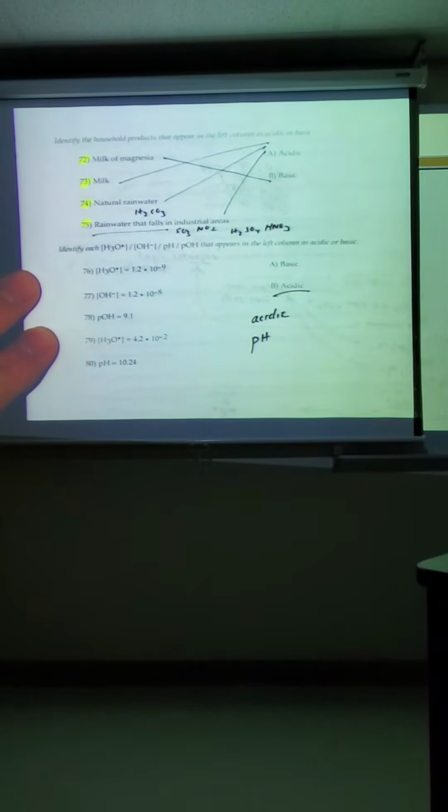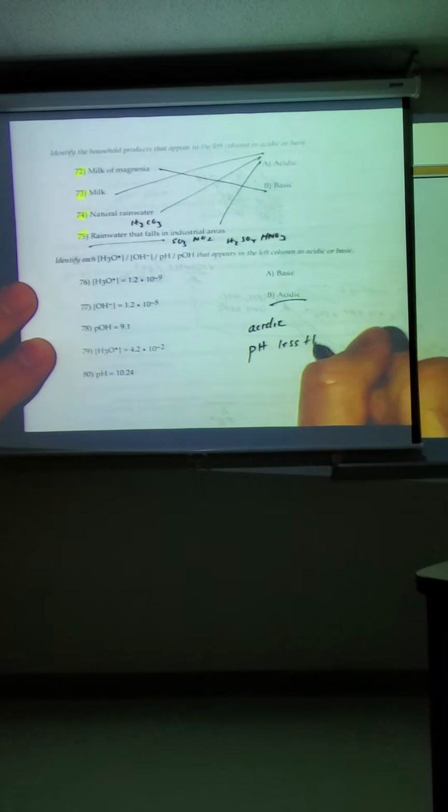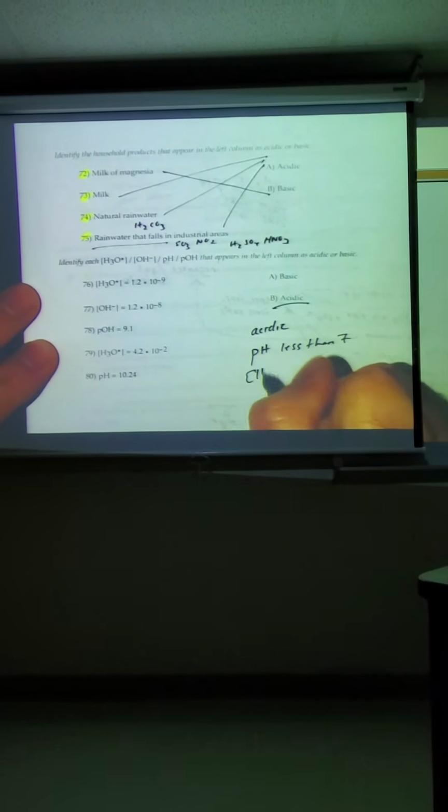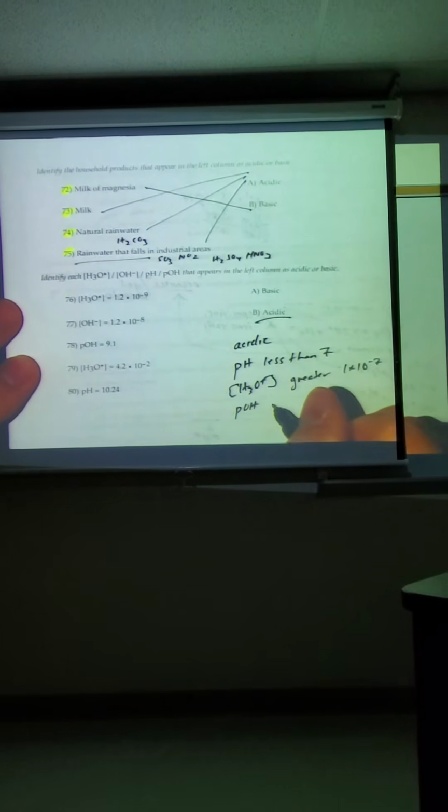Before we quit, just remember their definitions. For pH to be acidic, which would be B, you want less than 7. You also want H3O plus concentration to be greater than 1 times 10 to the negative 7. So 1 times 10 to the negative 6, to the negative 5, to negative 4, all the way up to 1. You would want the pOH to be more than 7, and you'd want the hydroxide ion concentration to be smaller than 1 times 10 to the negative 7. All these definitions work. Just think of the opposite definition for basic.